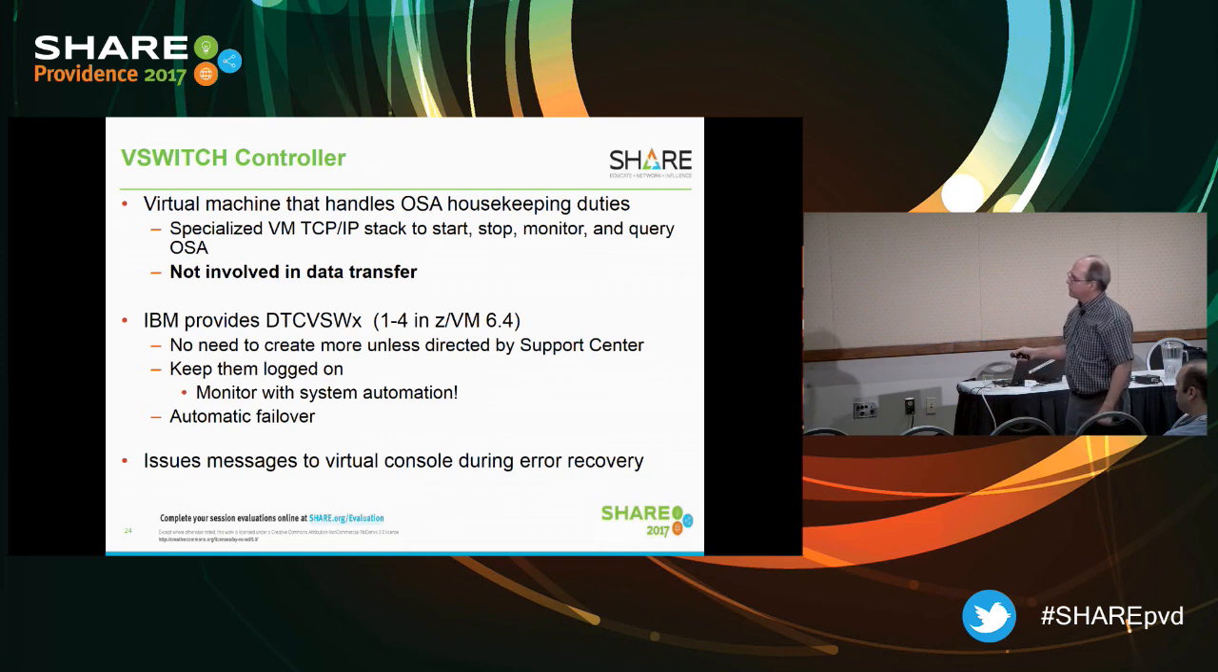If this starts to happen, you will see messages issued to the operator's console. Each virtual switch that was using the controller that went down will start issuing messages saying, I'm in error recovery, I found a new controller, I'm up. The switch happens very fast, before you know it. Traffic doesn't get messed up unless you have no more of them. So again, keep them logged on and monitor them with system automation.